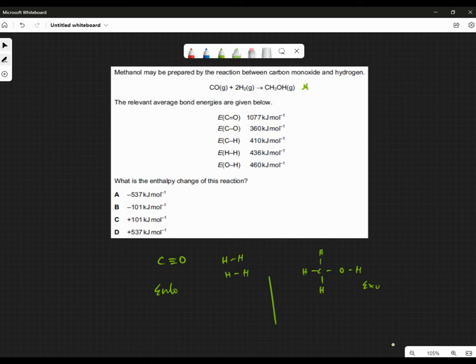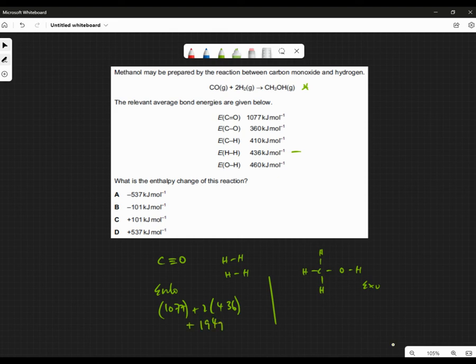All right, so I break a carbon monoxide, which is 1077. And I break two hydrogens. Where's hydrogen? This one. So that's going to be 436. And I'm going to do that now while I'm here. So that's 1077 plus 2 times 436, 1949 I get. Okay, I hope it's right.